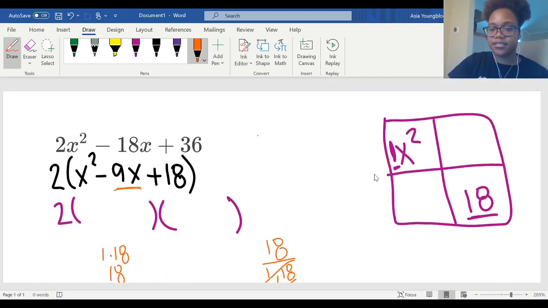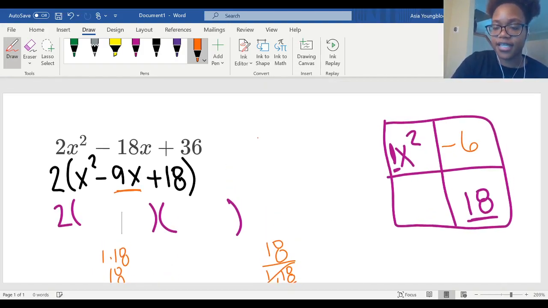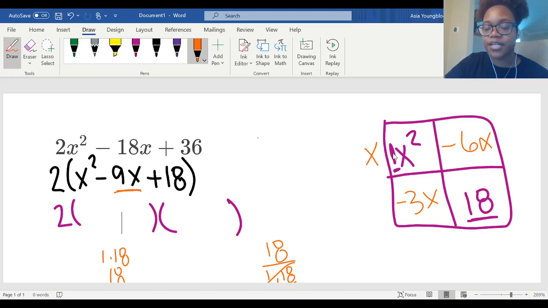So in these boxes, we're going to have negative 6x and negative 3x. We can factor out an x from this first row because both of these terms have an x. We can't factor out any numbers because of this 1. So that means we need an x up here. X times x is x squared. X times negative 6 is negative 6x.